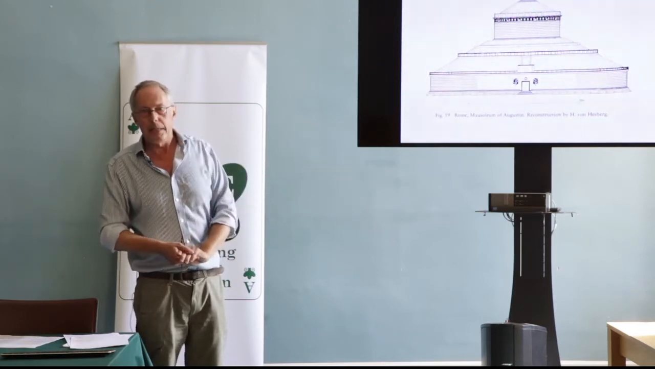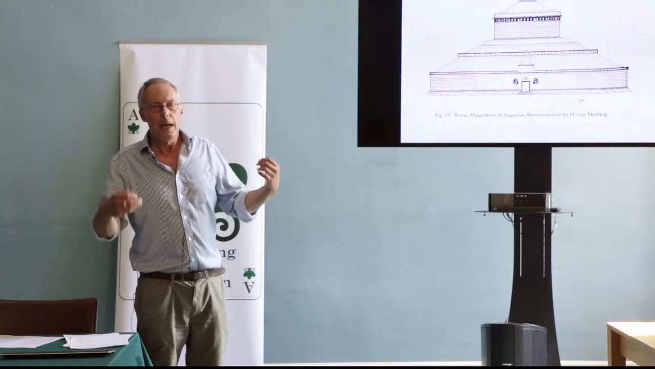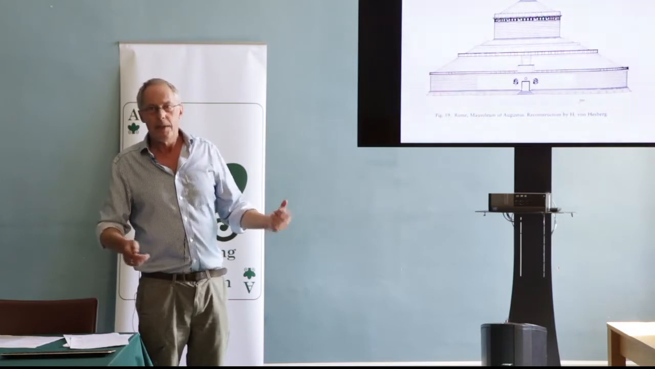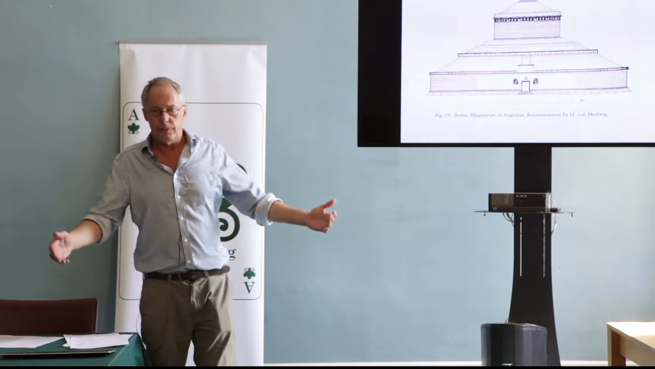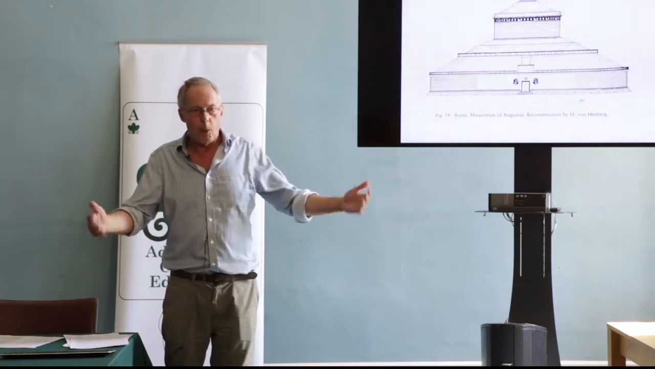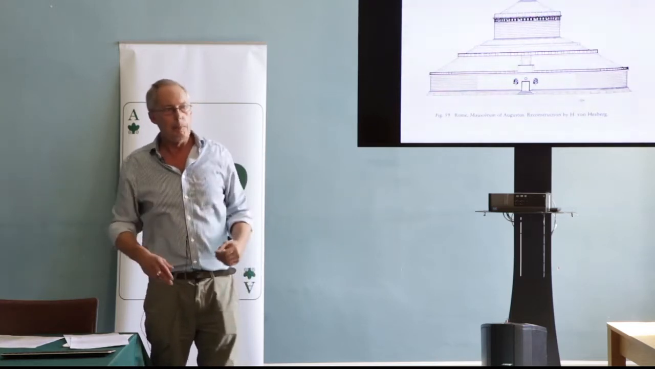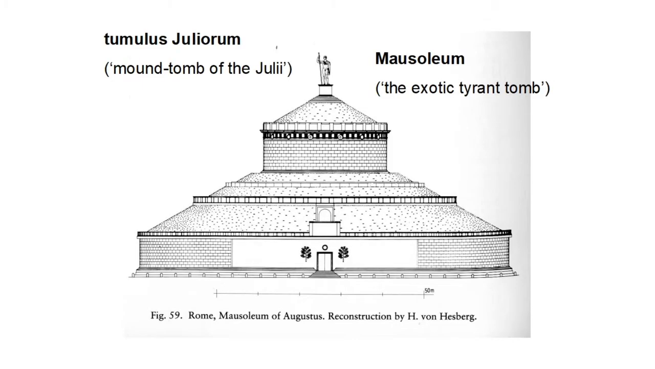What this nickname means is that Mausolus is famous as being an extravagant tyrant. So the official name is, to Augustus, this is his family tomb, and the people hate it because they see it as being a monarchic tomb. So the nickname for it is the exotic tyrant tomb. That's the best I could do.